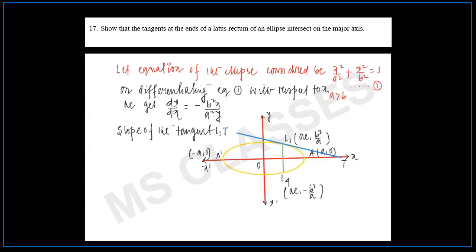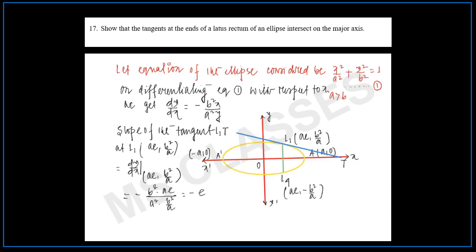L1T at L1, which is a comma b square by a, is given by dy by dx at a comma b square by a. Now we substitute here the values and we get minus b square into a by a square into y, where y is here b square by a. Now this simplification gives us minus e as the slope.